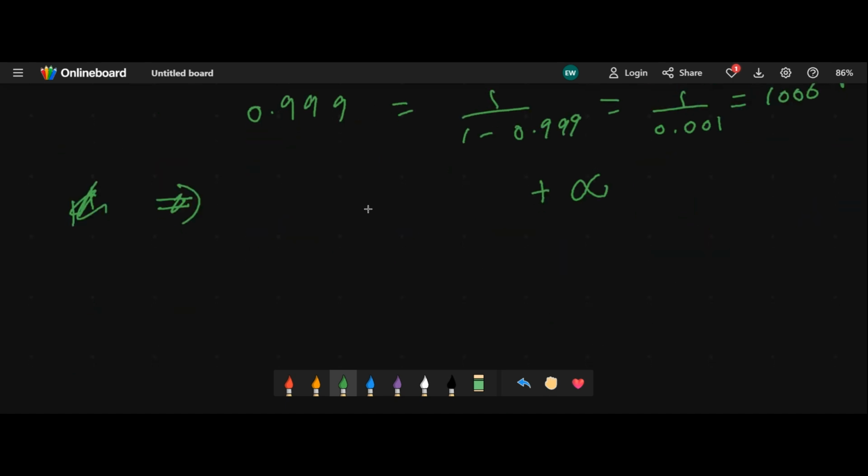So basically, the limit when x approaches 1 minus, it means it is closer to 1 but the value is a little lesser than 1. So the limit of 1 divided by 1 minus x, the answer for this is equal to plus infinity. It means when it is getting closer to 1 from the left side, when it is getting very closer to 1, it is reaching plus infinity, right?